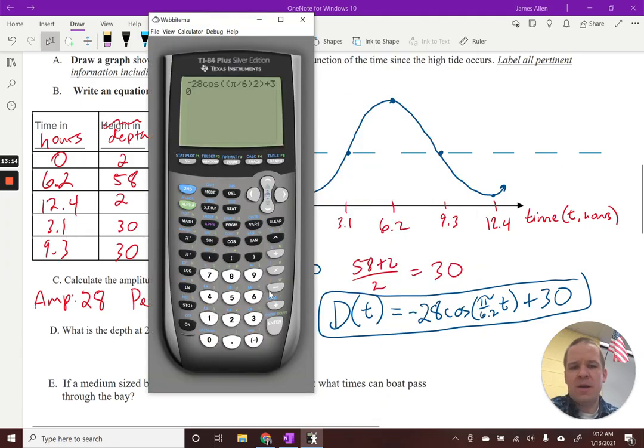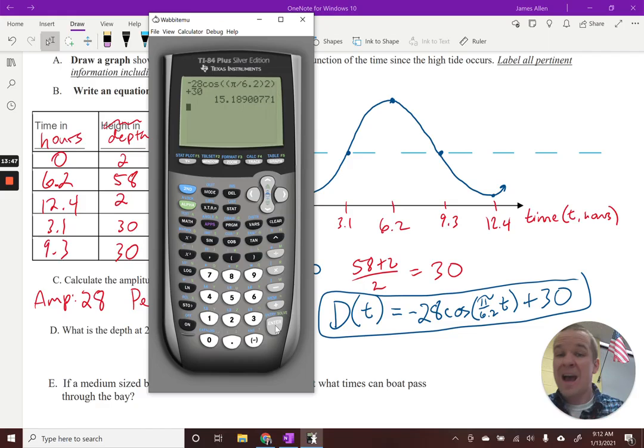All right, so I've got my emulator up here. I've got negative 28 cosine, and then pi over 6. I made a mistake there. It should be 6.2 times 2. I put that in parentheses there just because it's its own fraction. I don't have the fancy fraction feature here, so it makes me feel warm and fuzzy inside to have that grouped in parentheses. Not really necessary, but whatever. And then I've got the plus 30. So we should be good here.